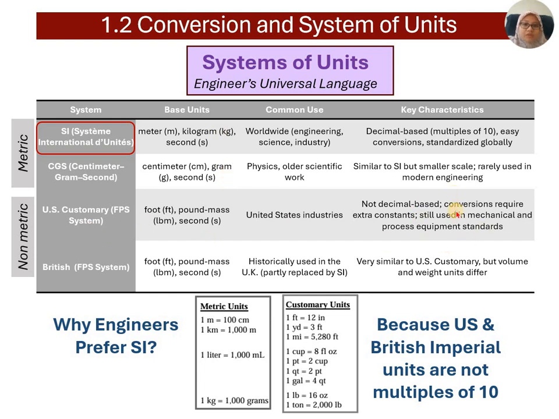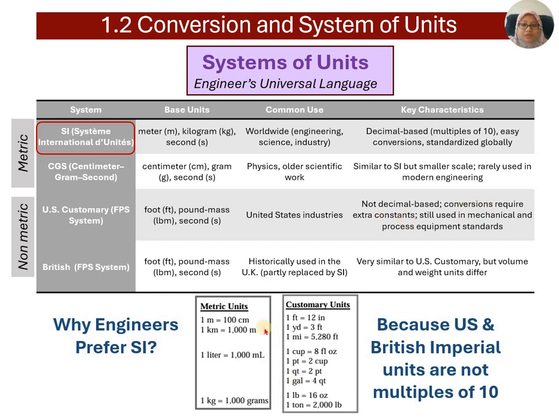For US Customary, the key characteristic is it is not decimal based. The conversion requires extra constants. For example, if you look at this table at the bottom, the conversion units use very random numbers. For example, 1 foot equals 12 inches, 1 yard equals 3 feet, and 1 mile is equal to 5,280 feet. So this is the meaning of conversions require extra constants.